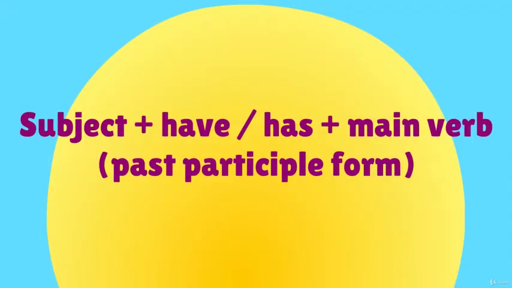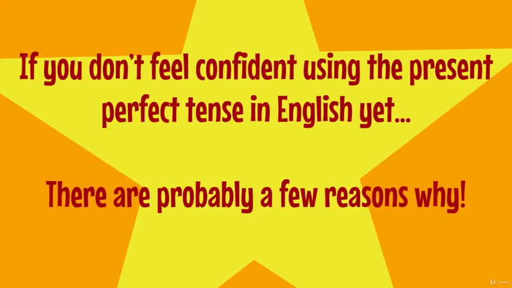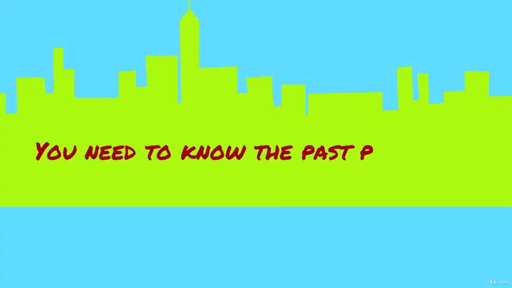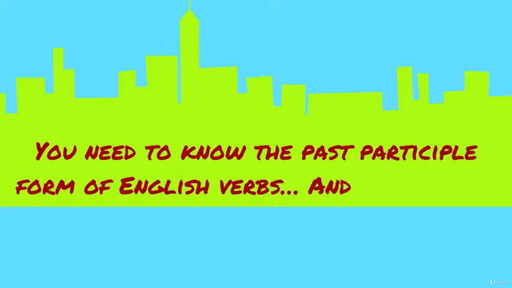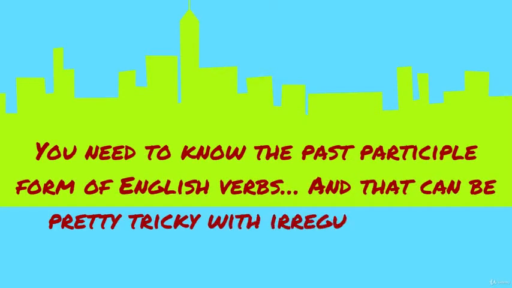Structure: subject plus have or has plus main verb. If you don't feel confident using the present perfect tense in English yet, there are probably a few reasons why. You need to know the past participle form of English verbs, and that can be pretty tricky with irregular verbs.